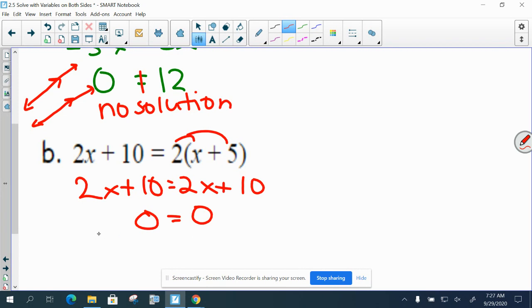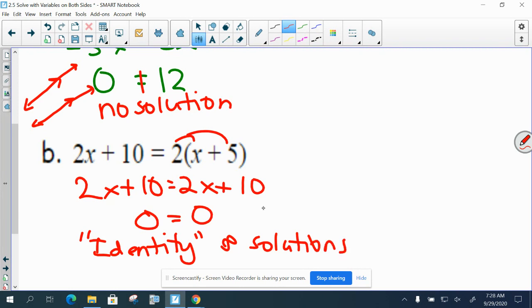So whenever you have that one side is equal to the same side, then that would be what we call an identity, meaning it's the same thing, the same line. So you have infinite solutions. So actually the two lines lie right on top of each other. So they intersect at all points because they're the same line.